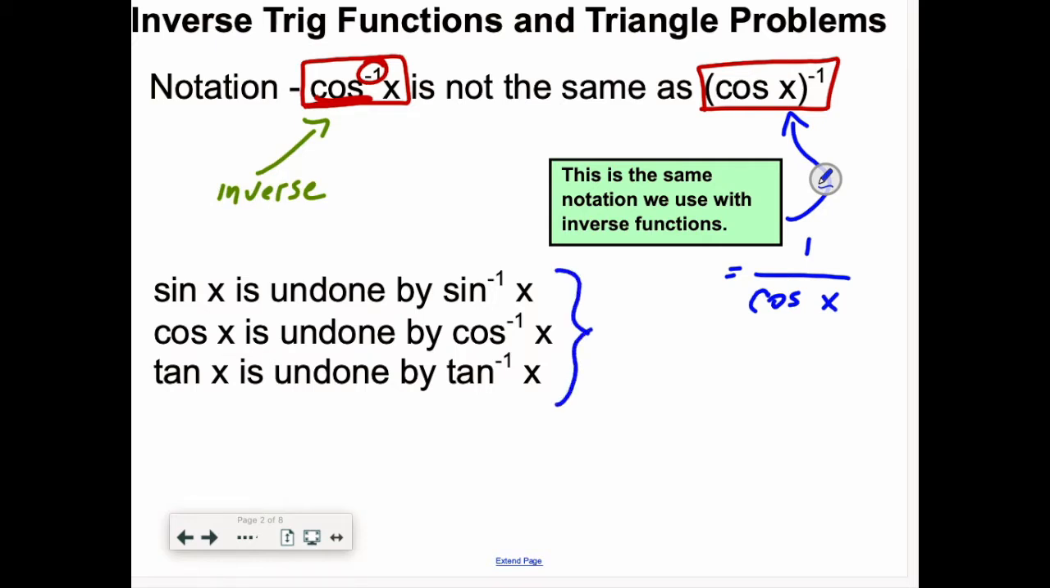Now, down here you just have our three examples. Sine of x is undone by sine inverse of x. Cosine of x is undone by cosine inverse of x. Tangent of x is undone by tangent inverse of x. And you'll notice that these are just the three original functions. They have nothing to do with the reciprocal functions. And there's a reason why.